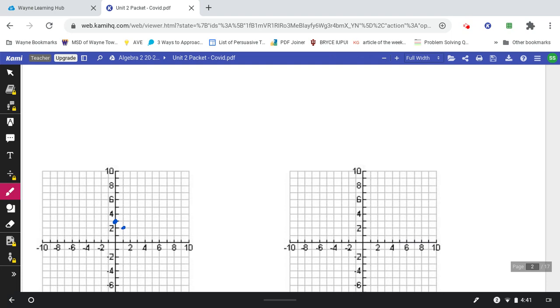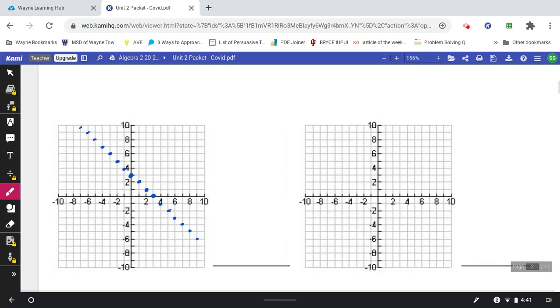Should look something like this. Start at positive 3, and then just go down 1 over 1, down 1, forward 1, down 1, forward 1, and up 1, back 1 to continue the line. All right. Something like that.